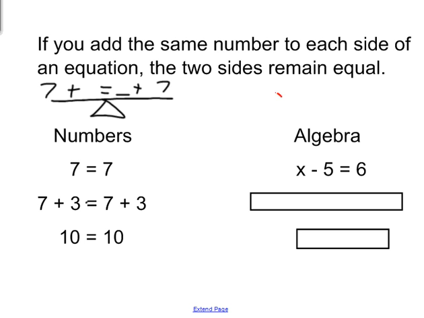So here I've got x minus 5 is equal to 6. That's still on my teeter-totter, my seesaw. So I'm going to add 5 to both sides. These two are inverse operations of each other, so they're going to cancel out. I'm going to say x then is equal to 6 plus 5, or 11.